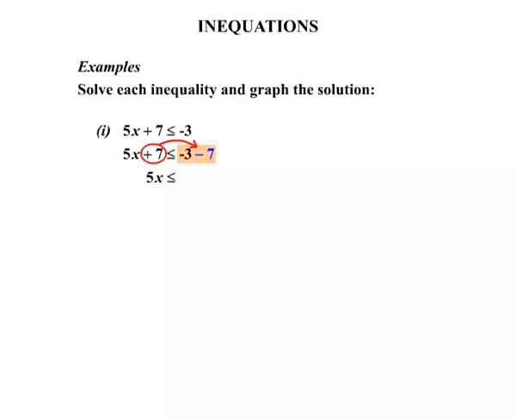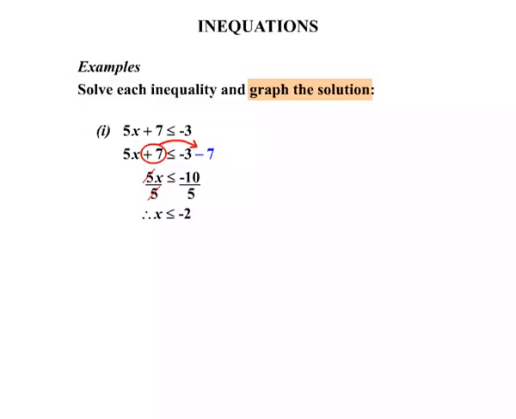The negative 3 take away 7 is negative 10. Now to get x by itself, it's multiplying by 5 at the moment, so the opposite of that is to divide by 5. Make sure we do it to both sides. On the left-hand side, those 5s will cancel each other out. So we have the x by itself, so therefore we write x is less than or equal to, and negative 10 divided by 5 is negative 2. So at this stage, we have solved our inequality.